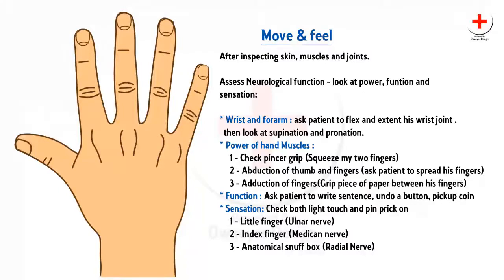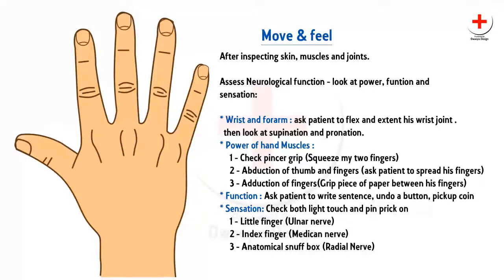After inspecting skin, muscles, and joints, assess neurological function: look at power, function, and sensation. Starting from the wrist and forearm, ask the patient to flex and extend his wrist joint. Then look at supination and pronation. Power of hand muscles is checked by the following procedure. Ask the patient to squeeze my two fingers.